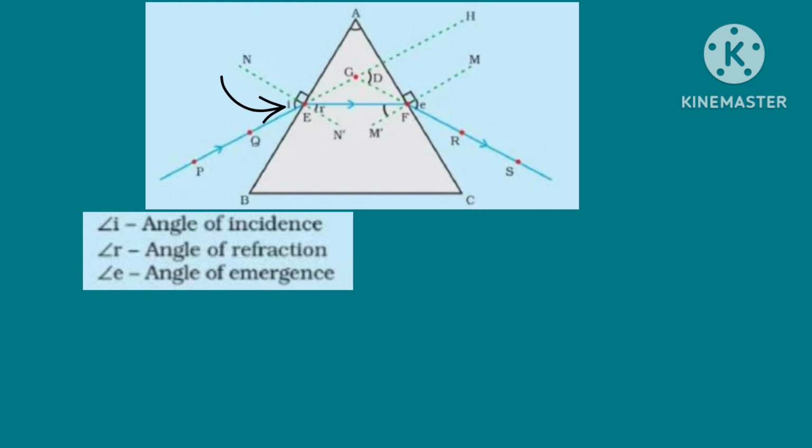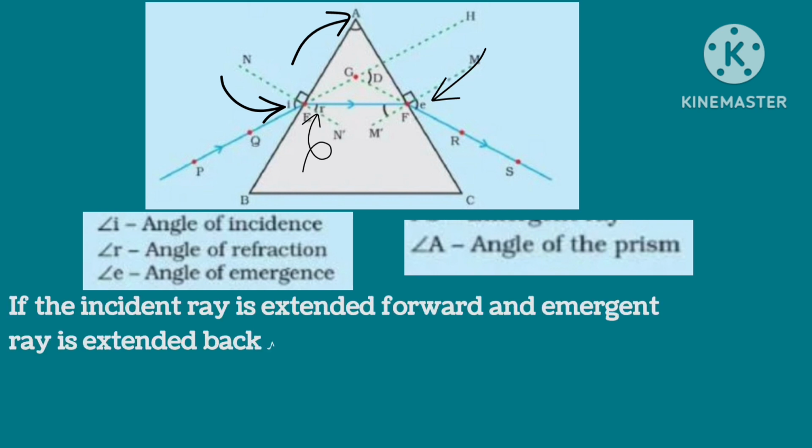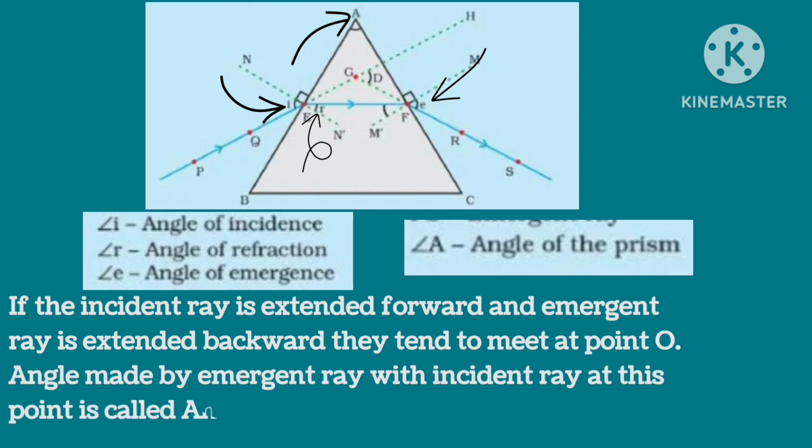So here angle I is the angle of incidence, angle R is the angle of refraction, angle E is the angle of emergence. Angle A is the angle of prism. If the incident ray is extended forward and the emergent ray extended backwards, they tend to meet at point O, and the angle made by these emergent and incident rays is called the angle of deviation.